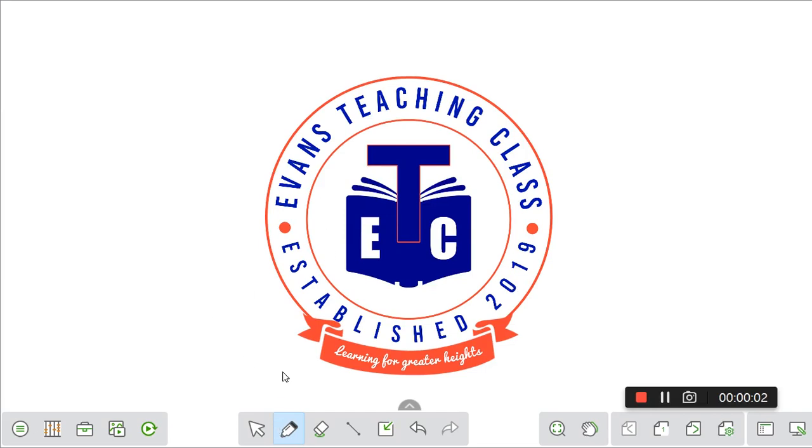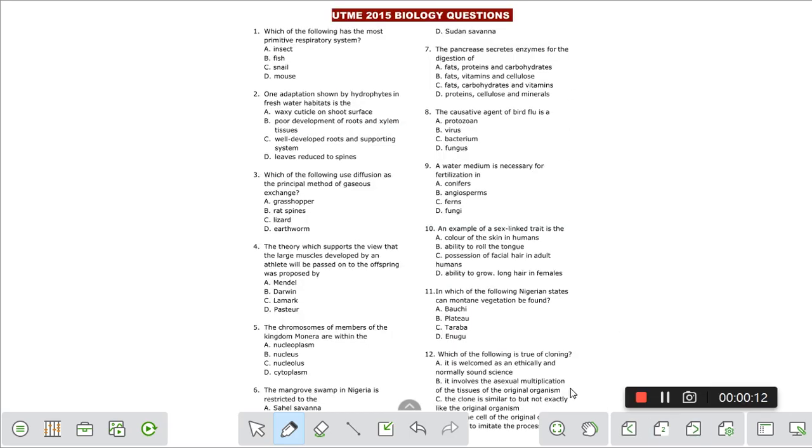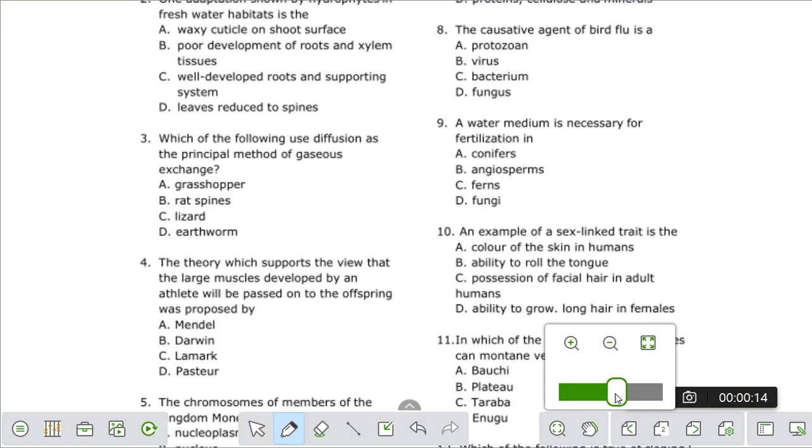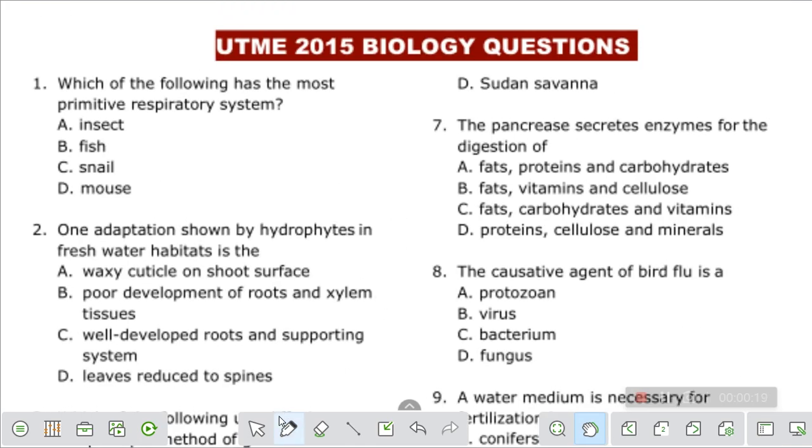So what we're doing in today's class is JAMB Biology 2020, 2015 rather. So that's what we're doing. So let's start. The first question we have here is: which of the following has the most primitive respiratory system?